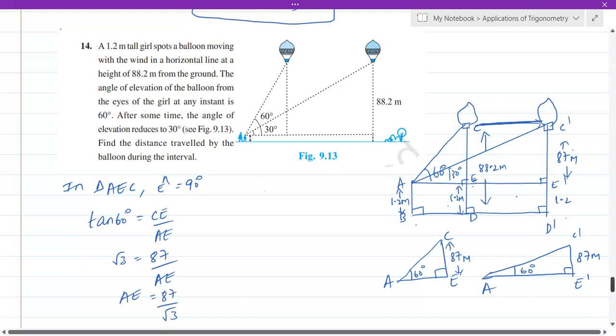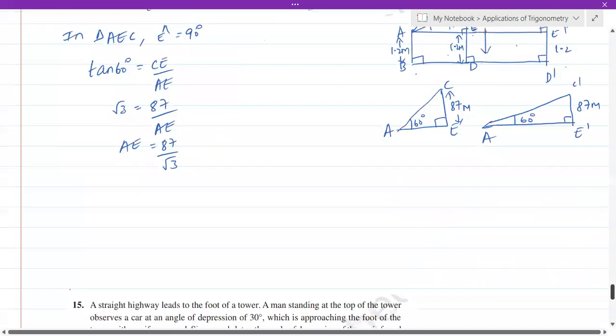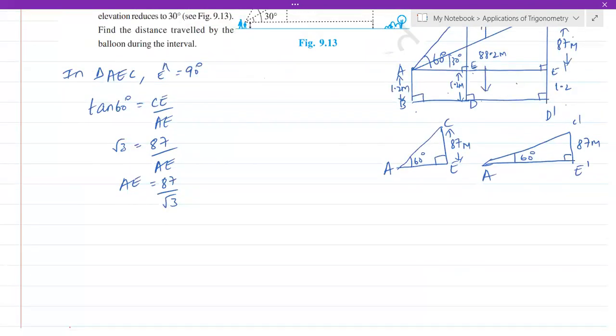Here itself you can rationalize it. So let's rationalize that. So 87 by root 3 into root 3 by root 3. So 87 into root 3 is 87 root 3. Root 3 into root 3 is root 3 whole square, which is 3. So we can cancel it. 3 ones are 3, 3 twos are 6, 2 carry 3, 3 nines are 27. So it will become 29 root 3. That's the value of AE.